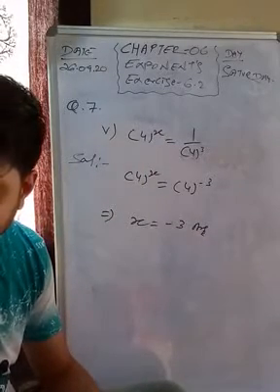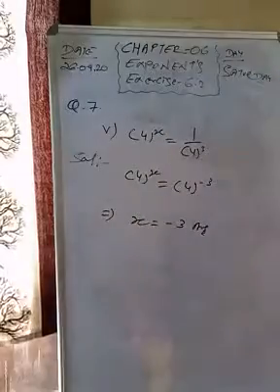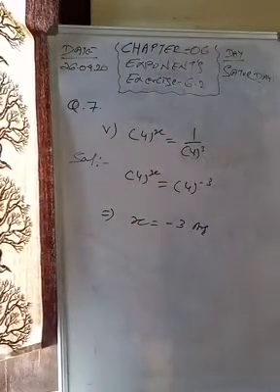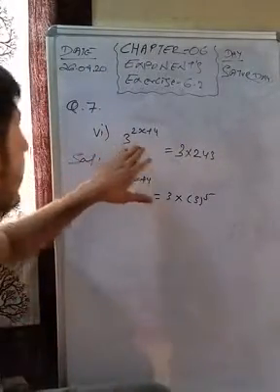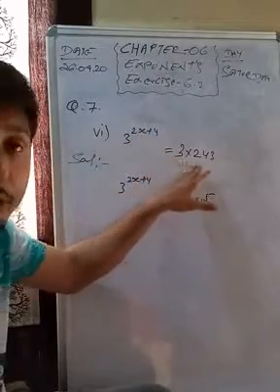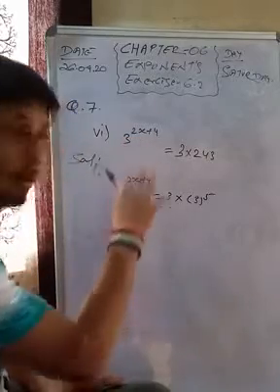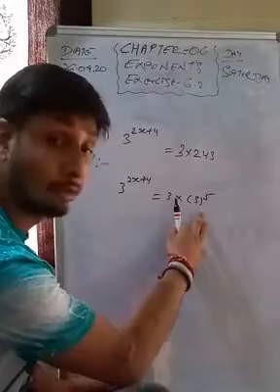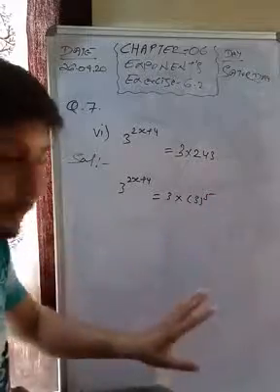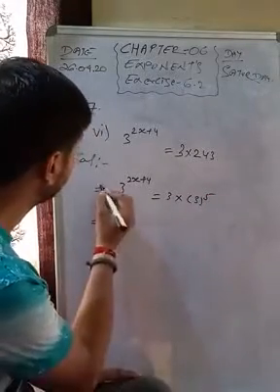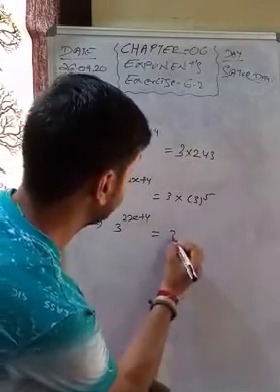I have written question number 6. Note it down. This is our 6th question: 3 to the power 2x plus 4 equals 3 into 243. So I write down 3 to the power 2x plus 4 equals 3 into 3 to the power 5, because 243 is 3 to the power 5 in this form. Then the next step is 3 to the power 2x plus 4 equals 3 to the power 6.